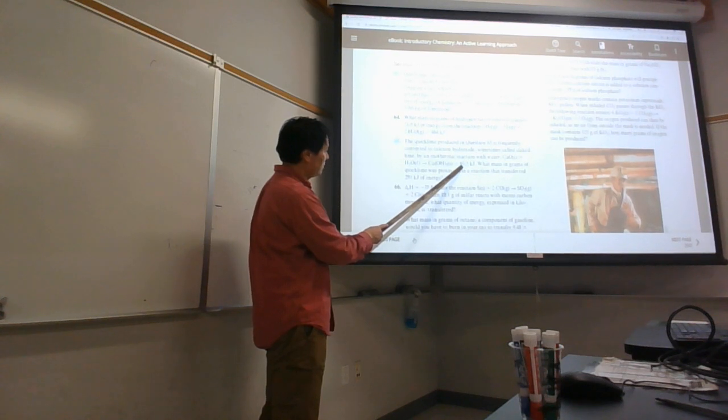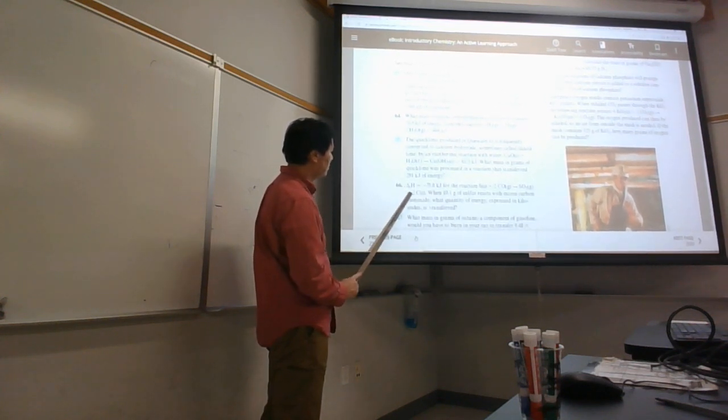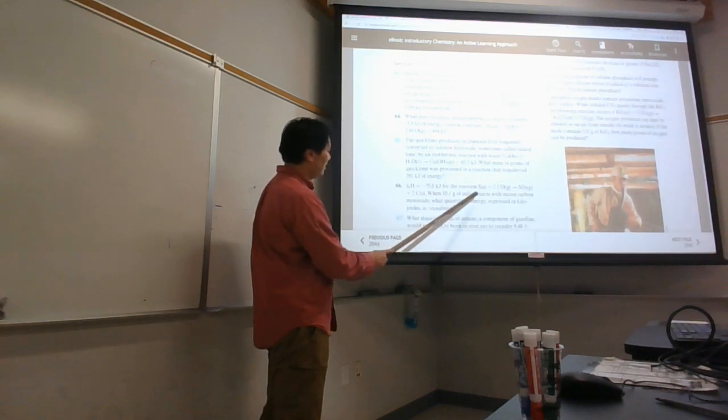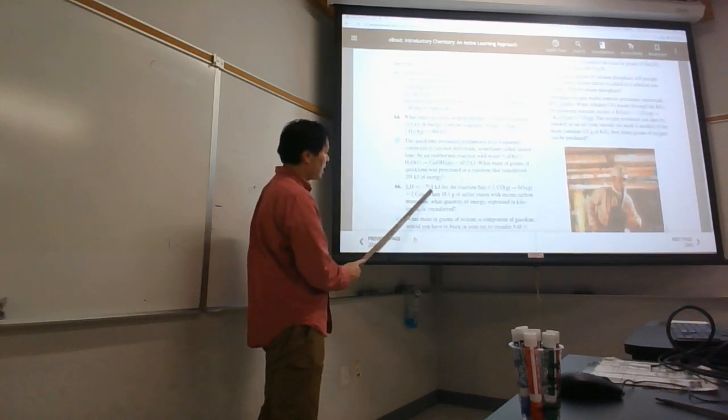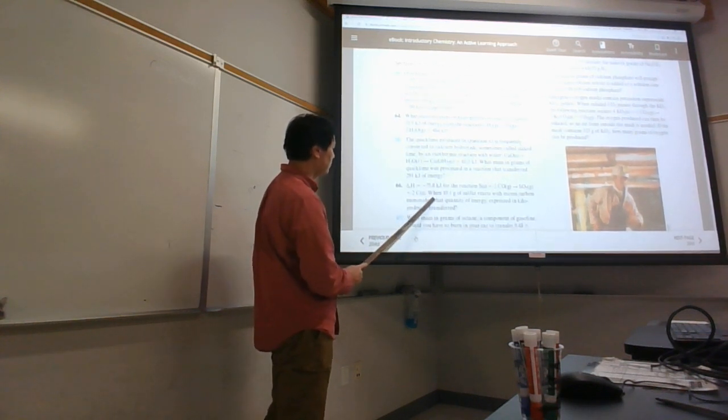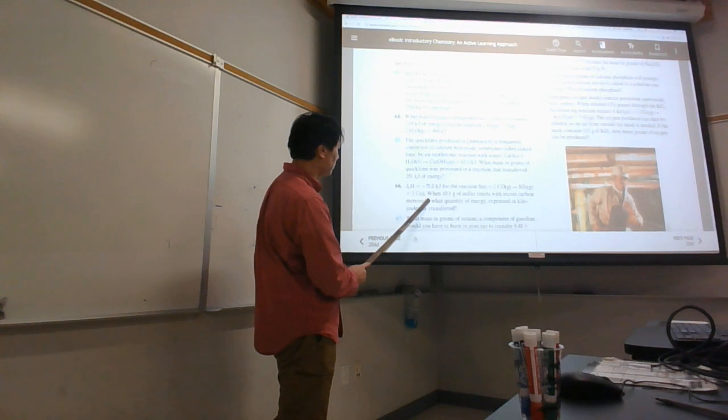Again, exothermic. The typical way it's written is like this, delta H. So we have delta H is minus 75.8. That's for this. So that means this is a reactant or product? Product. And so we just have to make sure we do that as a product.